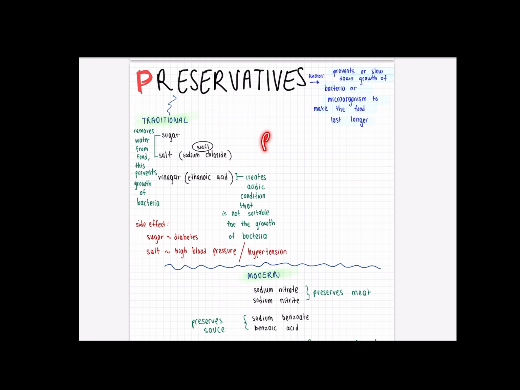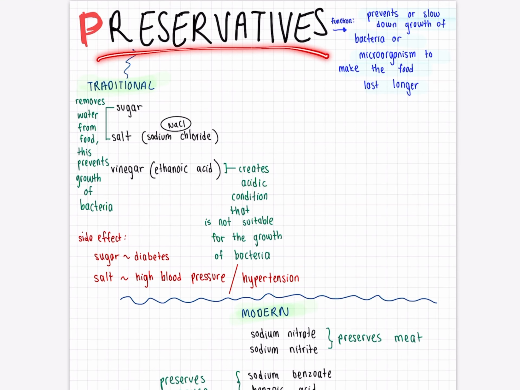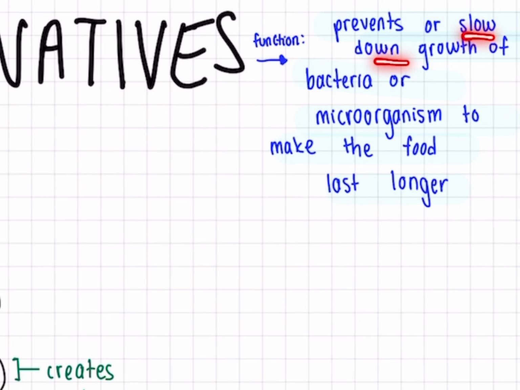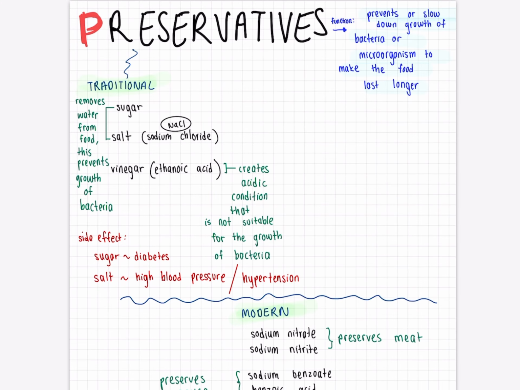So PUFSETD. The whole purpose of preservatives is to make the food last longer. How does it last longer? It prevents or slows down the growth of bacteria. Alright, so there's two kinds of preservatives that we're going to learn in chapter 5 of Form 5. So one is traditional and one is modern. The traditional ones include ingredients like sugar, salt as well as vinegar.